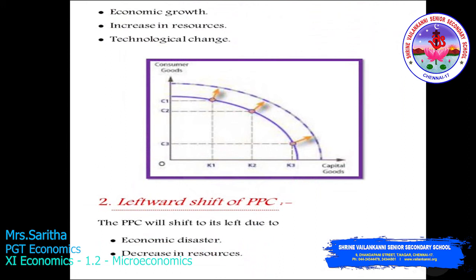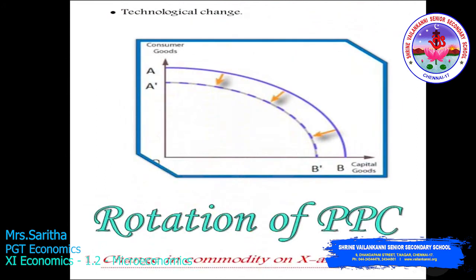Now let's move on to the leftward shift of PPF. The PPC will shift to its left due to economic disaster, decrease in resources, technological changes. So far we have discussed that a shift to the rightward is because of advancement of technology or increases in the availability of resources.